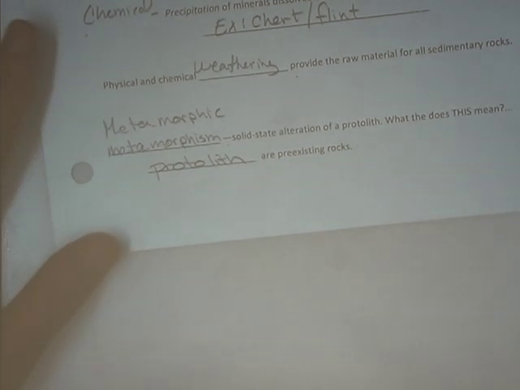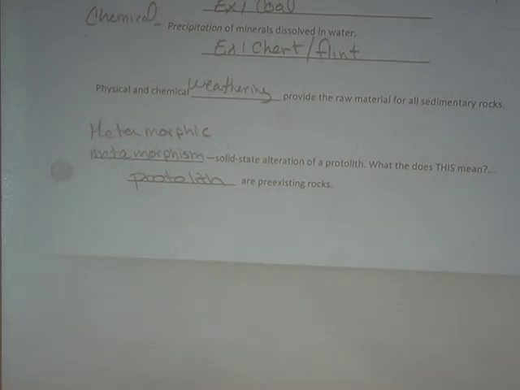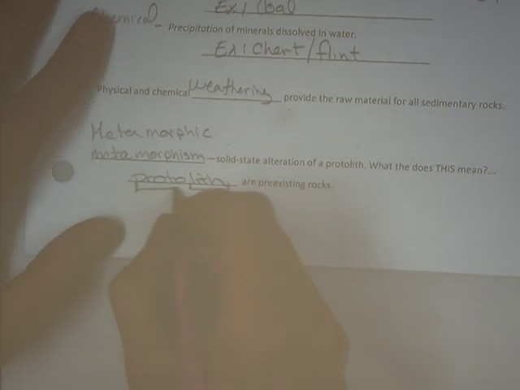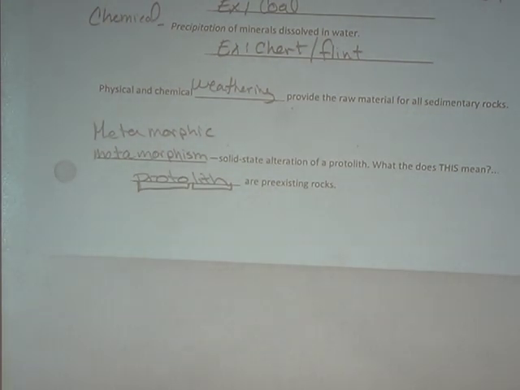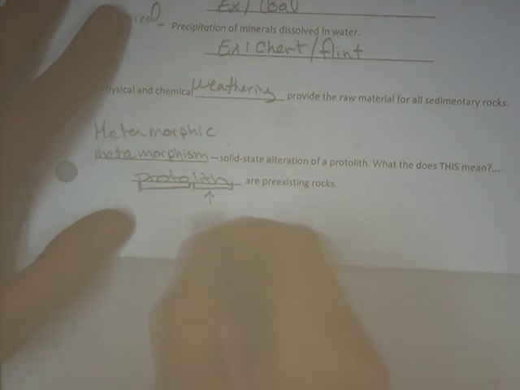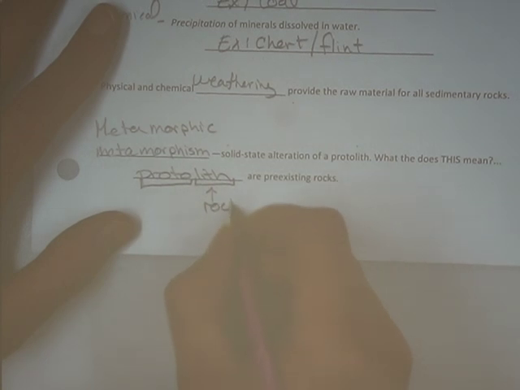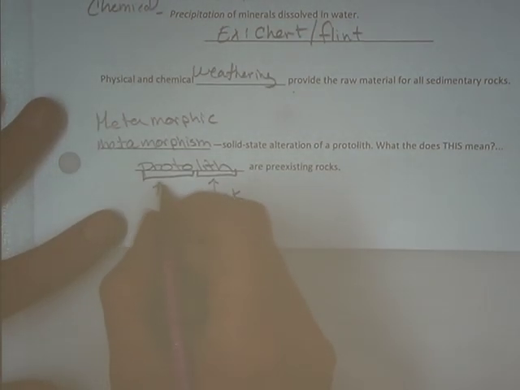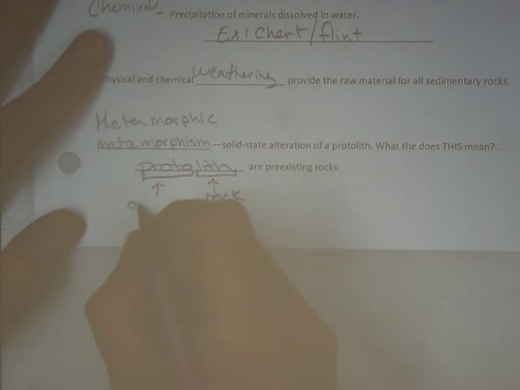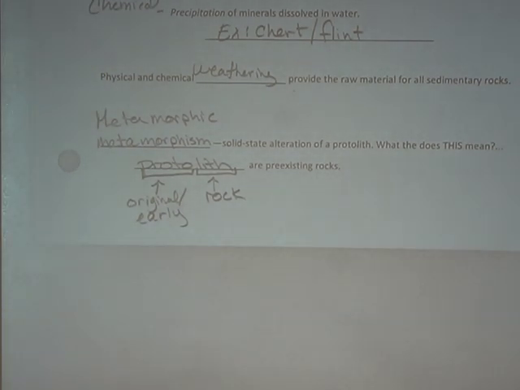is a pre-existing rock. To help us remember that word a little bit better, let's break it into its stems. Have we gone over what lith means? I don't remember. Rock, yeah, perfect, Caitlin. It was a long time ago if we went over it. So lith means rock. What does proto mean? Original or early. So a protolith is just a rock before it goes through metamorphism.